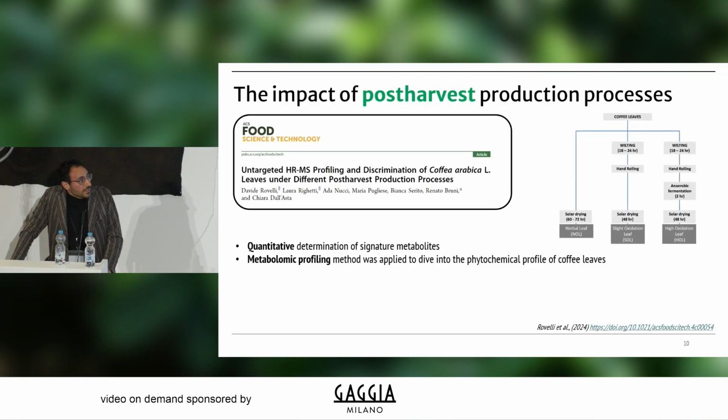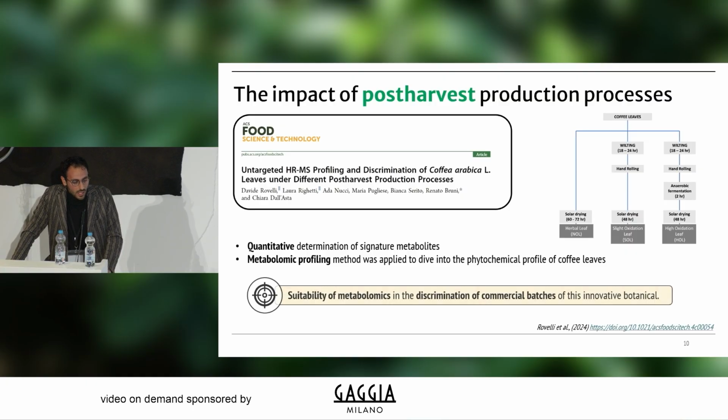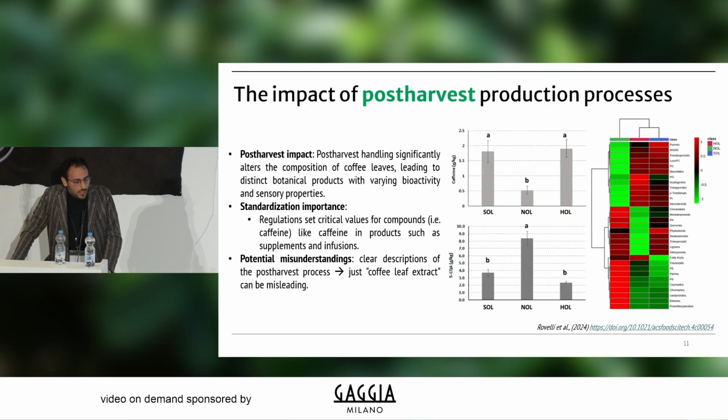We collected leaves and treated them using a tea-like processing method. So we obtained an herbal leaf, a slight oxidation leaf, and a high oxidation leaf. The aim was to assess the suitability of metabolomics in the discrimination of commercial batches of these innovative botanicals. Our results are quite interesting because for the quantitative part, we assessed that the content of the main signature metabolites inside coffee leaves changes according to the post-harvest process.